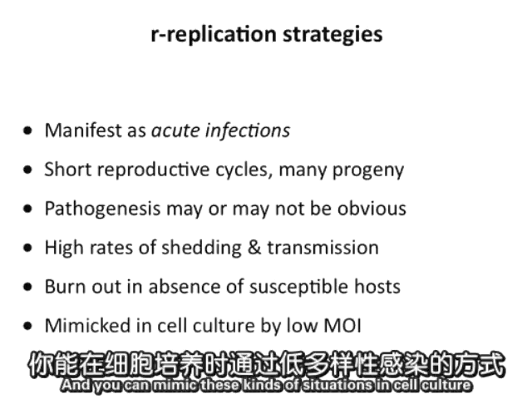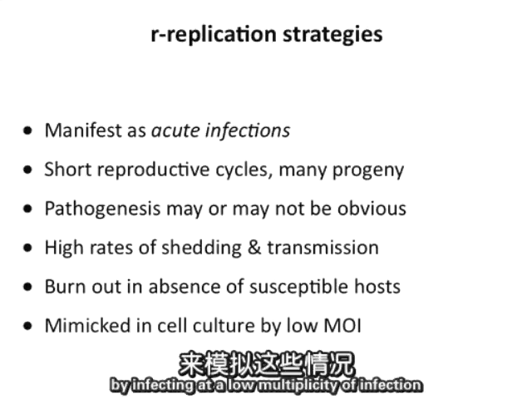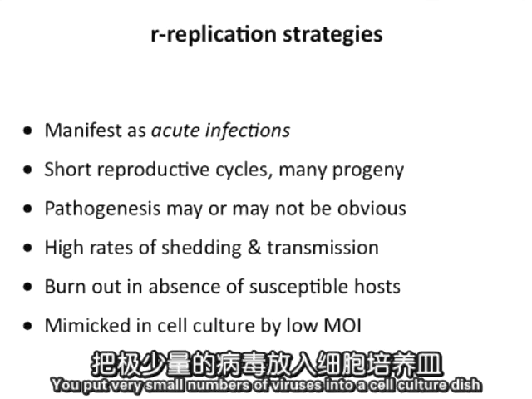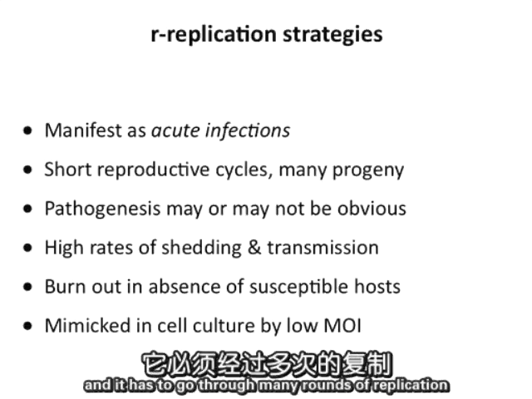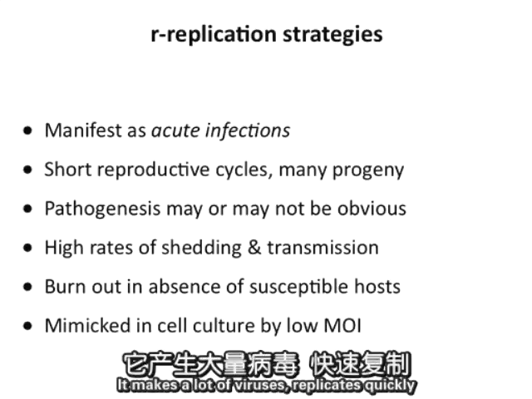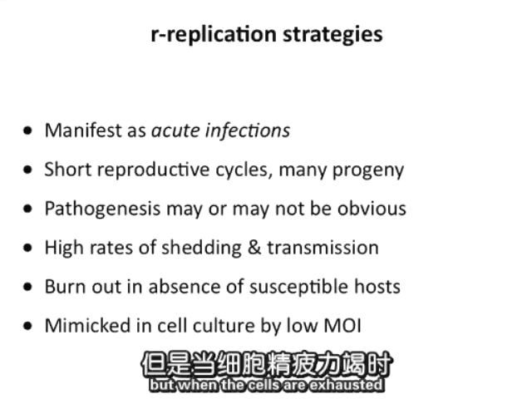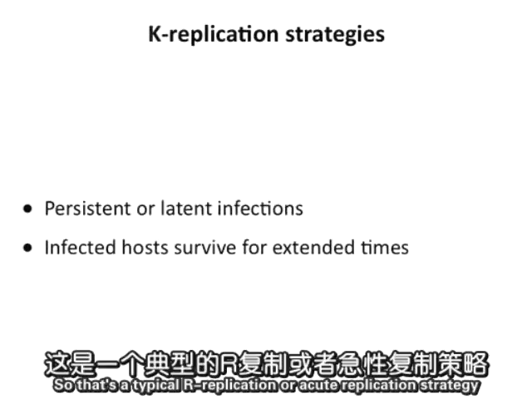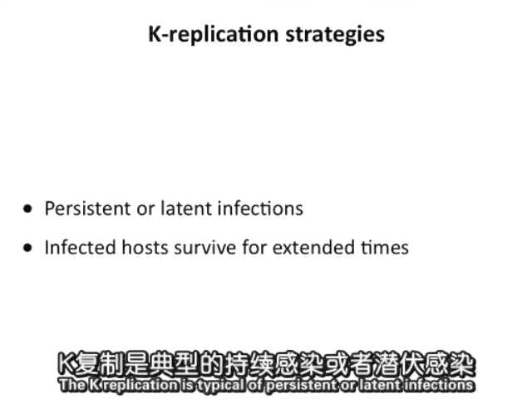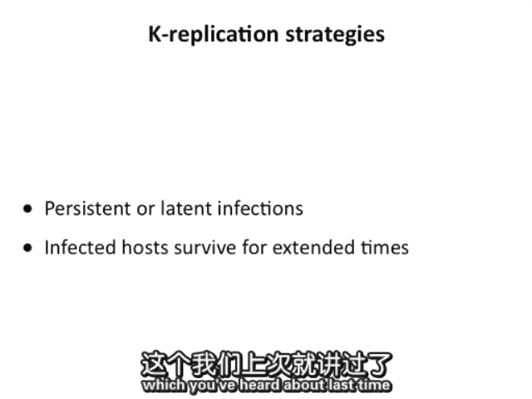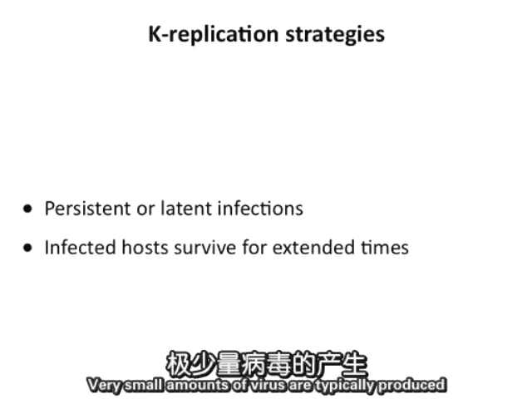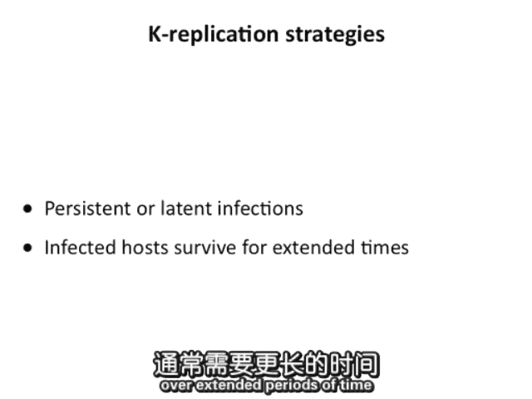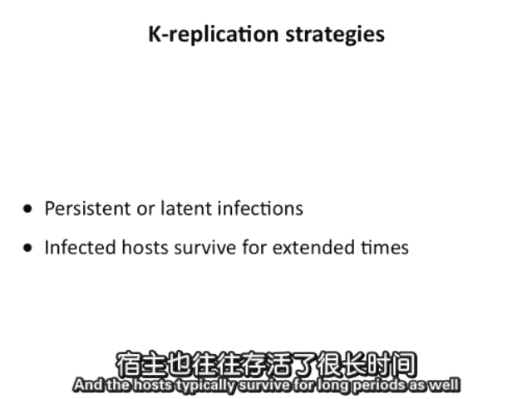And you can mimic these kinds of situations in cell culture by infecting at a low multiplicity of infection. You put very small numbers of viruses into a cell culture dish, and it has to go through many rounds of replication to infect the entire dish. It makes a lot of virus, it replicates quickly, but when the cells are exhausted, when there are no more susceptible cells, the infection stops. So that's a typical R replication or acute replication strategy. The K replication is typical of persistent or latent infections, which you heard about last time. Very small amounts of virus are typically produced over extended periods of time, and the host typically survives for long periods as well.